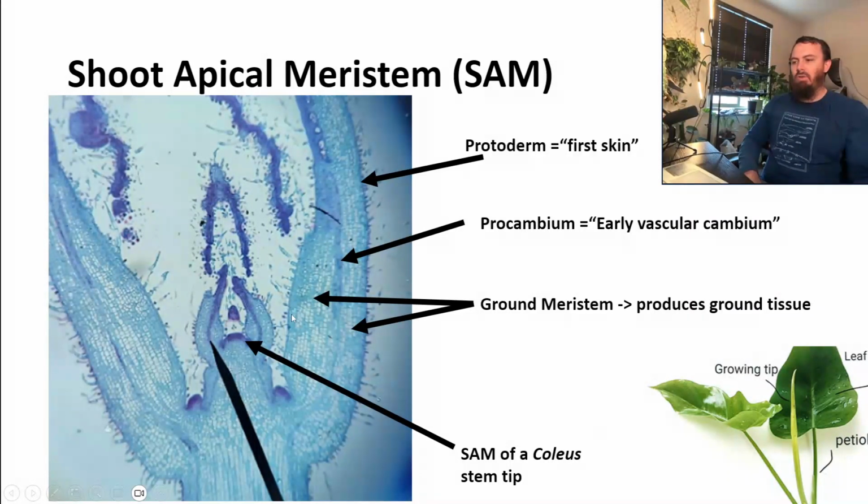And then in between the protoderm on either side and the procambium in the middle, you have these other tissues called ground meristem. It's going to produce the ground tissues, the sclerenchyma, the parenchyma, the collenchyma, those tissues there. So when you look at a stem tip, you should be able to differentiate the shoot apical meristem, abbreviated SAM, the protoderm, procambium, and ground meristem tissues.